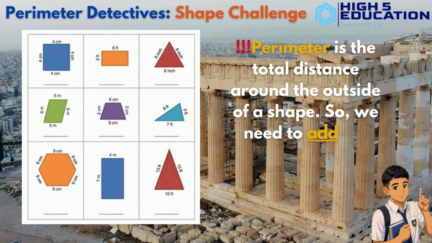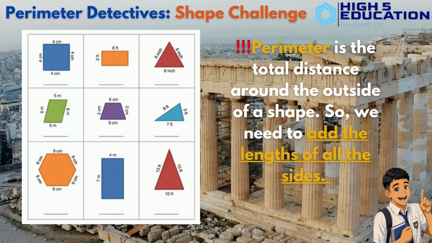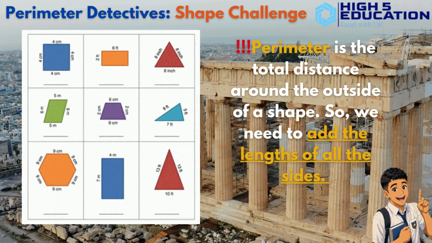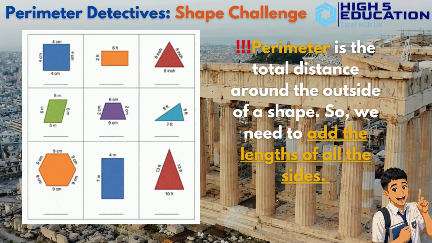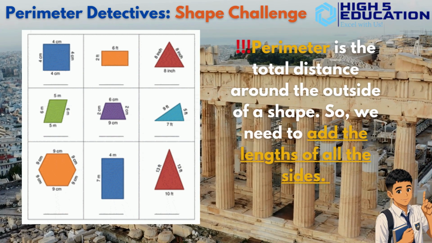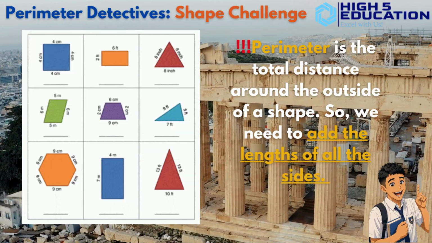Notice how the shapes can look completely different. Squares, rectangles, triangles, parallelograms, trapezoids, and hexagons. But the main idea stays the same. Add the lengths of every side to find the perimeter. And remember to always check the unit of measurement in your answer: centimeters, meters, feet, or inches. Let's work through the shapes together.